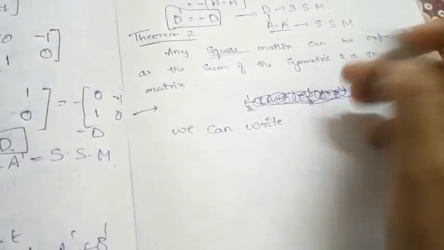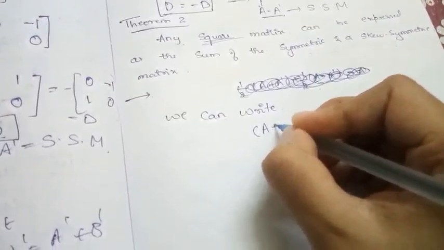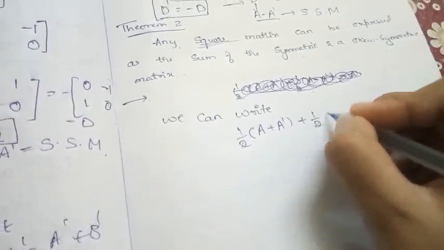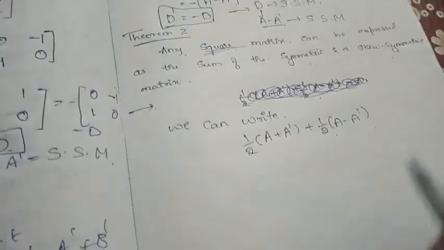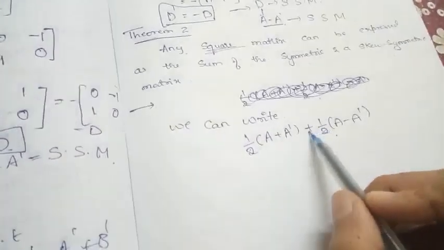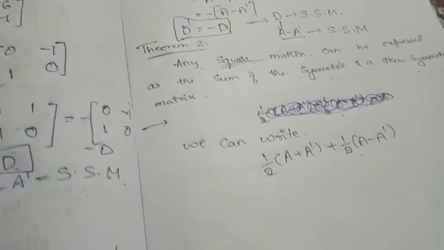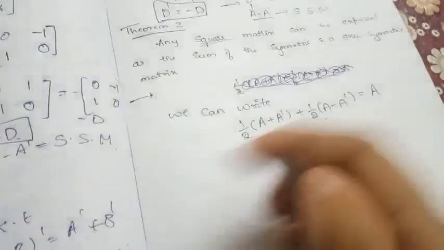So you can observe clearly that A equals half of A plus A transpose plus half of A minus A transpose. I am multiplying the scalar half with A plus A transpose and A minus A transpose. By multiplying this, what happens? Half A plus half A transpose plus half A minus half A transpose. Plus half A transpose and minus half A transpose get cancelled. Half A plus half A becomes what? It becomes 1A. So we can write it like this, right?